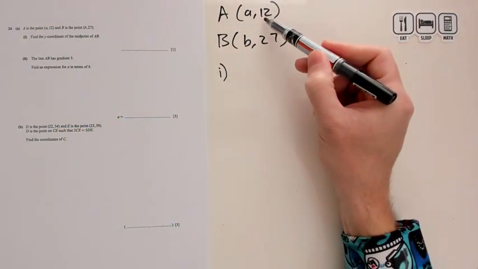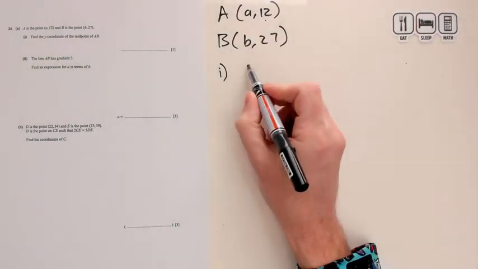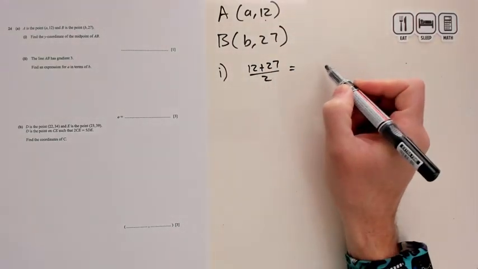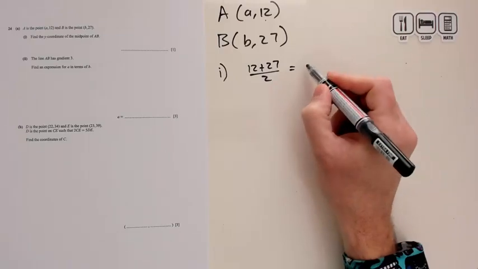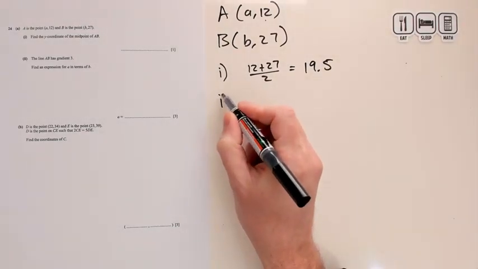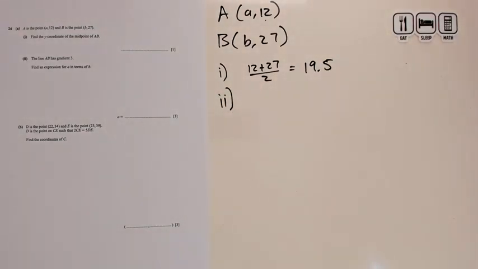So they've given us the y coordinates. To find the midpoint, that's just going to be 12 plus 27 divided by 2, which is going to be 19.5, I think. Just less than 40, because it's 39 divided by 2. So that should be straightforward. The second part, I think, is a little bit more tricky. Not insane, but a little bit more tricky.